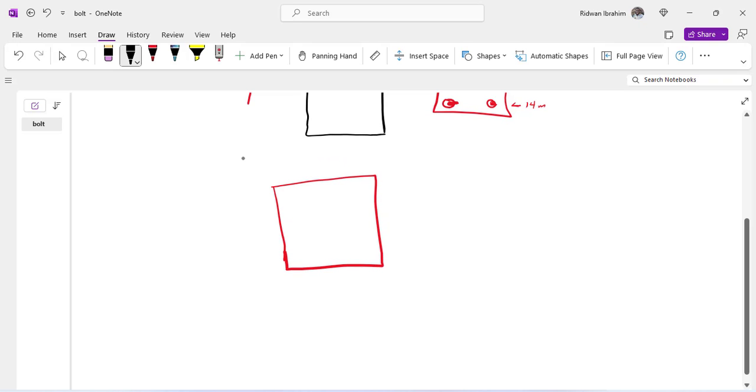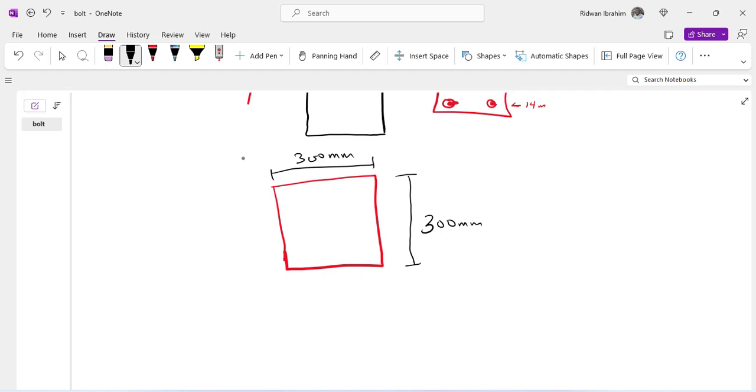So the conclusion is that the length of the base plate is 300 mm and the width of the base plate is 300 mm. Because this is a square base plate and it is a column, I will say that the minimum number of bolts required is 4. Minimum. It can be more than 4, right? It can be 4, it can be 6, it can be 8.